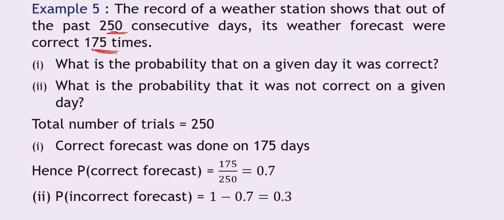Now here remember there are only two outputs, correct or incorrect. We have to find the probability that on a given day it was correct. So what are the chances of it being correct? So total trials were 250, correct forecast was 175. So the probability of the correct forecast is 175 upon 250 or 0.7. Means the probability of getting the forecast correct is 70%.